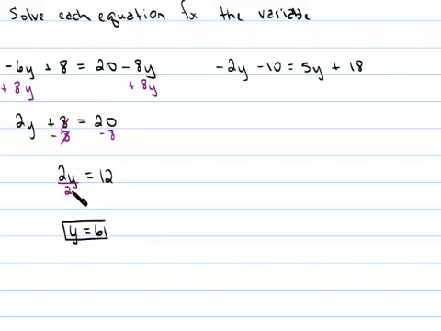But the way you would finish it is if you're y times 2, you divide by 2 to get rid of that 2. 12 divided by 2 is 6. Again, I'm not going to check it anymore, but that is the correct answer. You can check it to verify. The next problem says negative 2 times y minus 10 equals 5 times y plus 18.